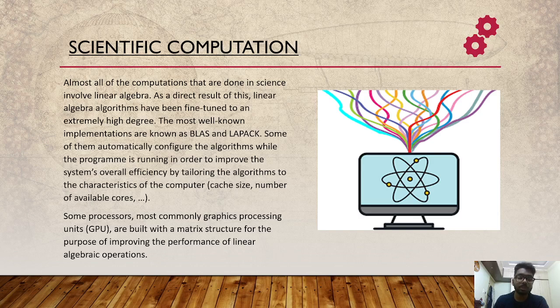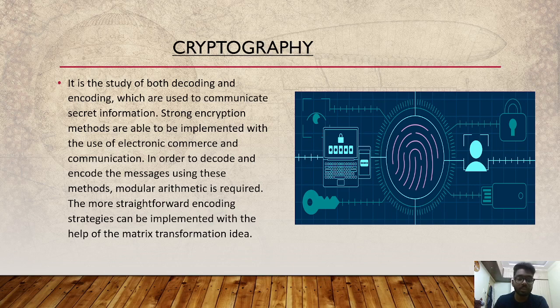Cryptography. It is the study of both decoding and encoding, which are used to communicate secret information. Strong encryption methods are able to be implemented for use in electronic commerce and communication. In order to decode and encode the message using these methods, modular arithmetic is required. The more straightforward encoding strategies can be implemented with the help of matrix transformation ideas.